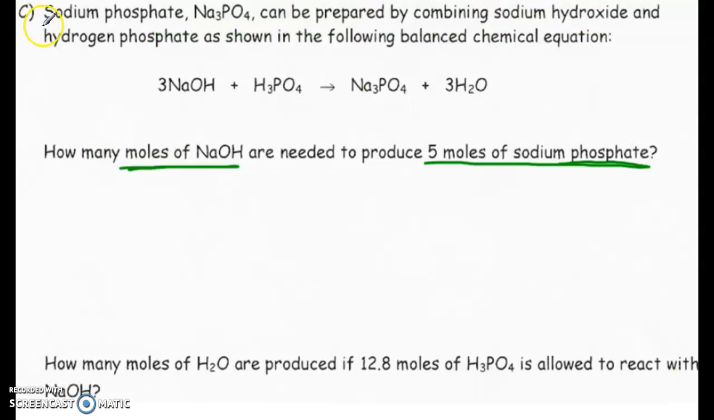Okay, so for part C, we're now looking at moles, but the setup is exactly the same. Up on top, we're trying to solve for moles of NaOH.